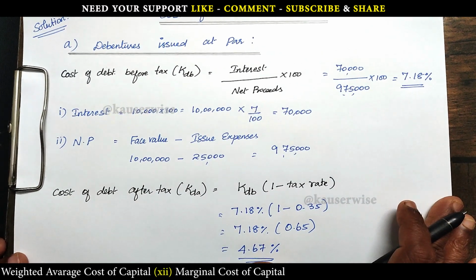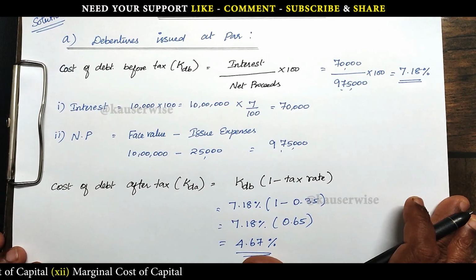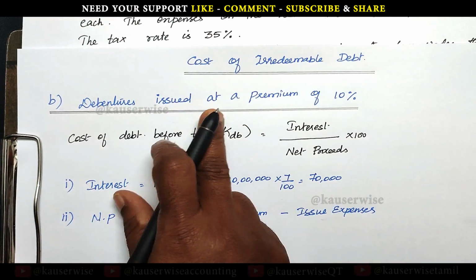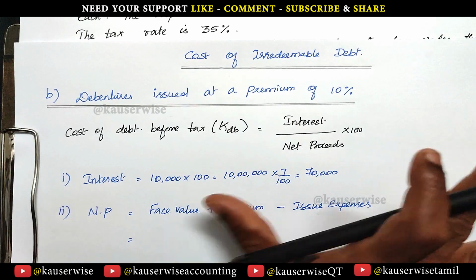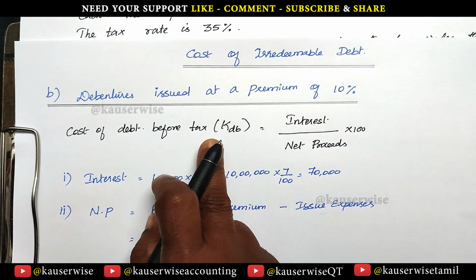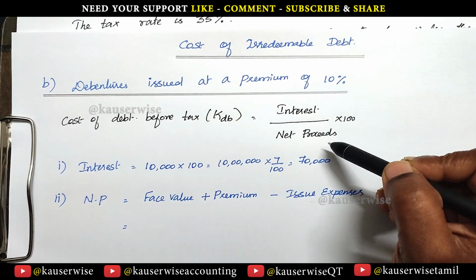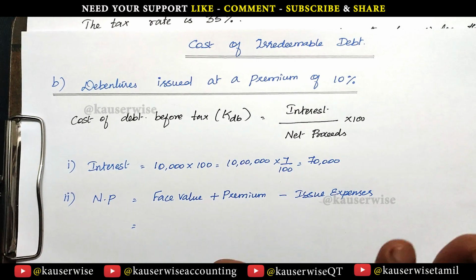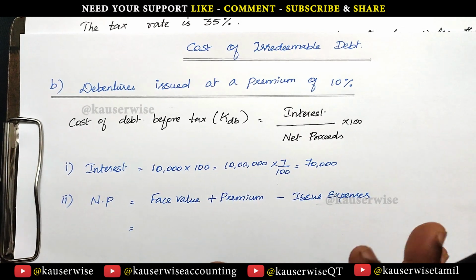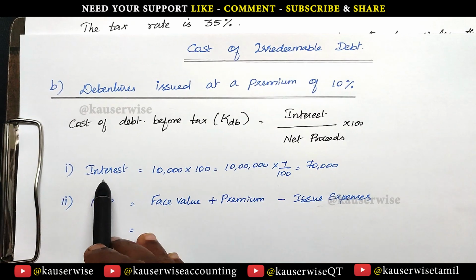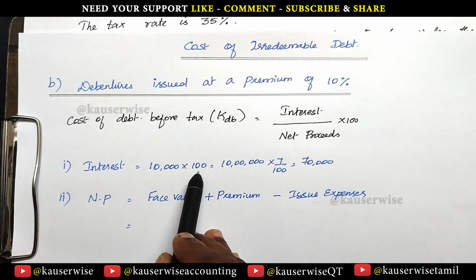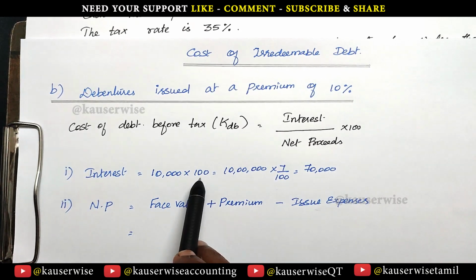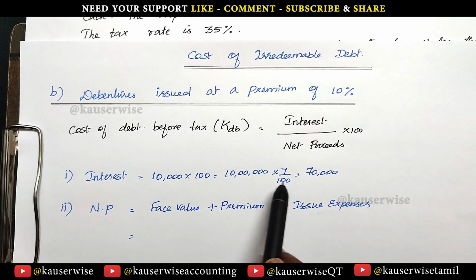Now we are going to see the second scenario, that is debentures are issued at premium. Debentures are issued at a premium of 10%. Same formula: cost of debenture before tax is interest divided by net proceeds into 100. There will be no change in the calculation of interest, because whether the debentures are issued at par or at premium or at discount, interest is always calculated based on the face value. So interest remains the same, 70,000. That is 10,000 debentures into 100 rupees, 10 lakh into 7%, 70,000.